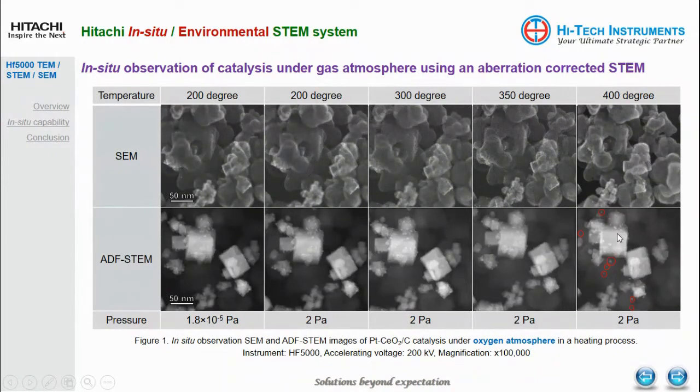You can see that the platinum here, up to 400 degrees Celsius, diffuses towards the carbon. And it's a very, very good lab in-gap design, to see with your own eyes how the catalysts are affected by the heating and also the gas environment. It's not only that you observe the result afterwards and then have to think about what actually happened during the whole process.